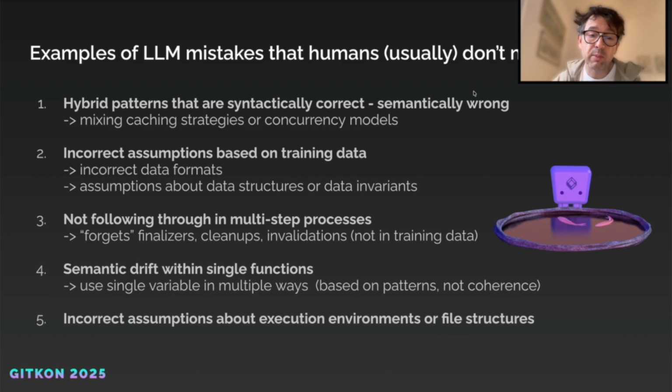Finally, incorrect assumptions about execution environments. An AI might think, oh, this is going to be running under, I don't know, Windows or Linux, or under a specific version of something. A developer would probably not make that mistake because they have a better understanding of the context. This is another example of where an AI needs help to generate correct code.